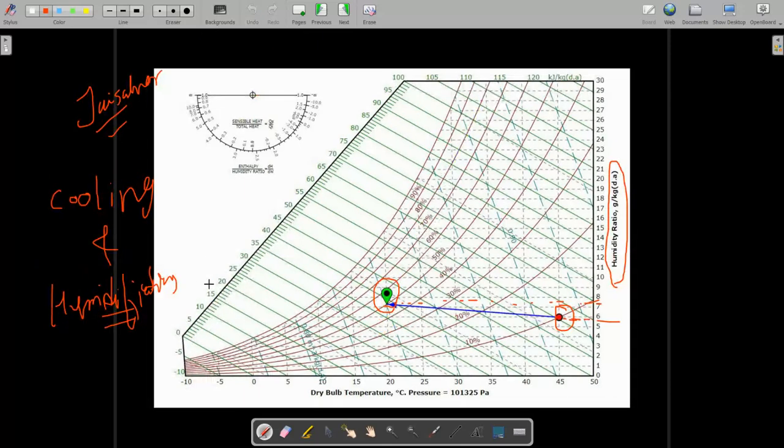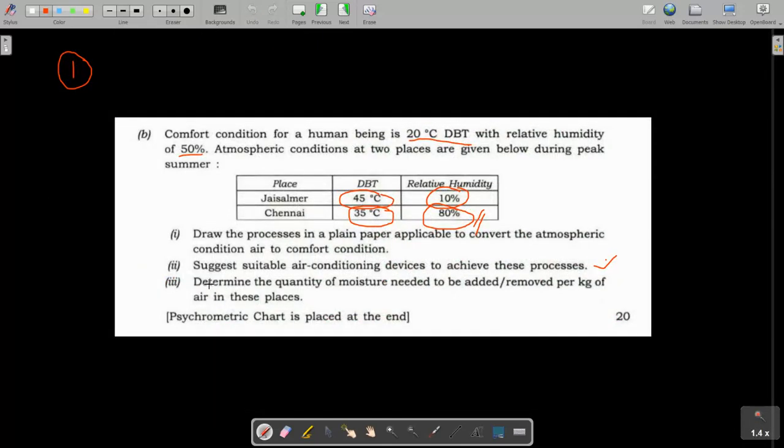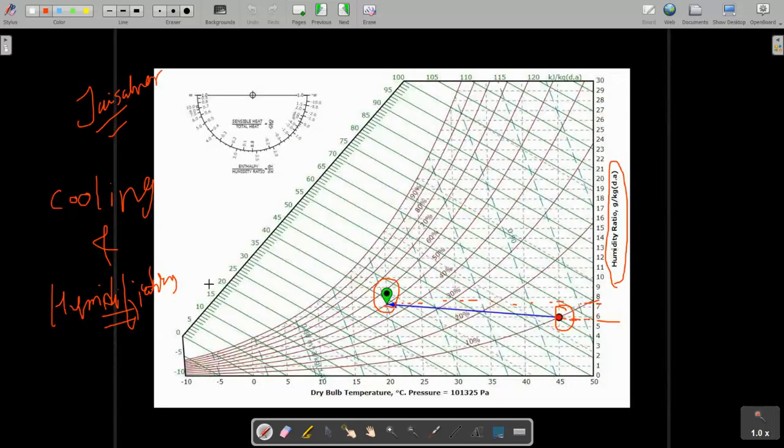Now, which device do we have to use, and how much moisture needs to be added or removed? So how do we find this quantity? As I told you, I am writing the values over here. Specific humidity I am showing with small w, or omega. For Jaisalmer, it is J. At 45 degree Celsius dry bulb and 10% relative humidity, it is 5.969 gram per kg of dry air.